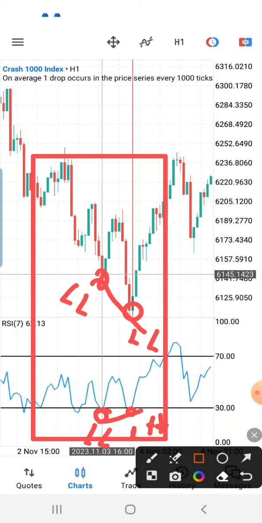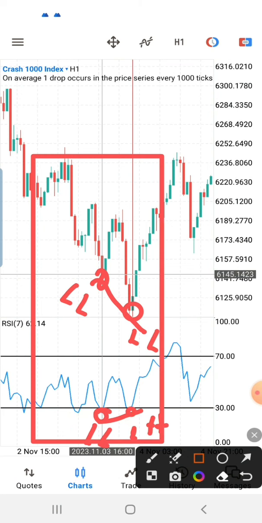So it shows a reversal. It shows that the price is about to reverse. It shows weakness among sellers, even though the chart is still showing you that bearish movement, but the indicator down here is showing you reversal. So at this point you now start looking for buying opportunities.